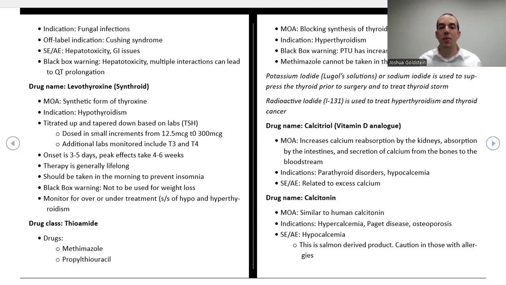Generally, if a patient is taking levothyroxine, they're going to take it for the rest of their life because they have hypothyroidism permanently. It is safe to take in pregnancy, so that doesn't become a concern if they become pregnant. Generally, we tell patients to take this in the morning, and usually we tell patients to take this before their first meal of the day. This does have a black box warning that it's not to be used for weight loss.